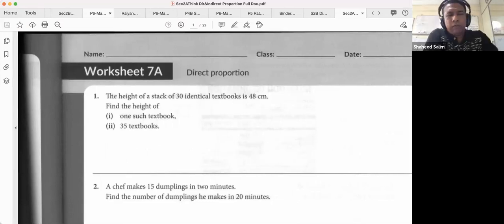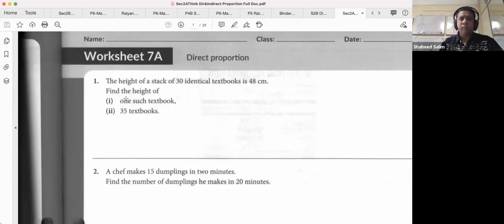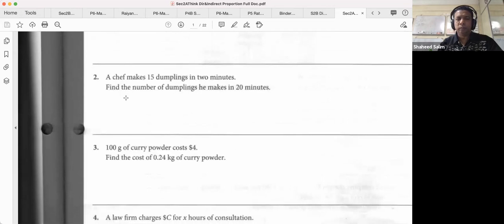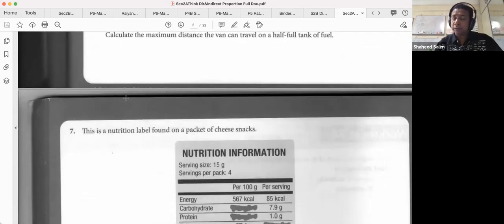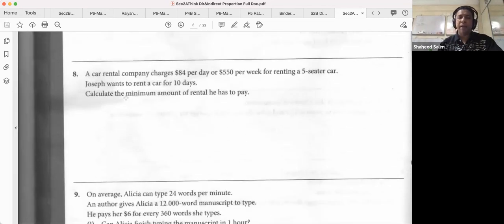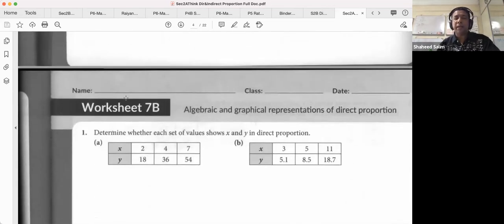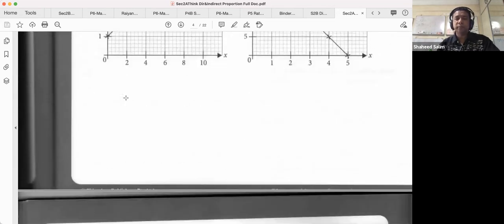Okay. Today we'll do the whole overview of direct and inverse proportion. Worksheet 7A is on page 93. But you have already started, right? So I'm going to go through a little bit. I'm going to skip the first part. Okay, this is page 95, I think.